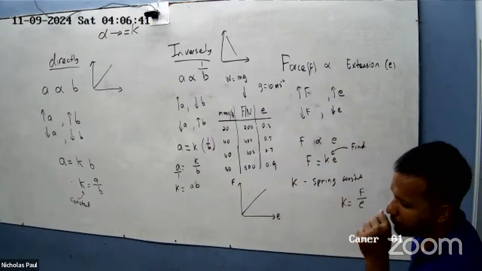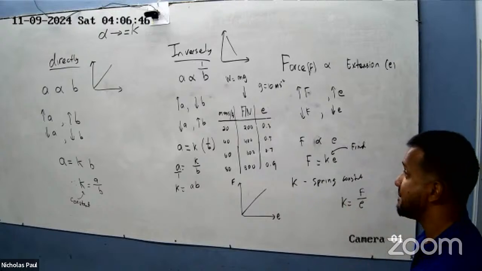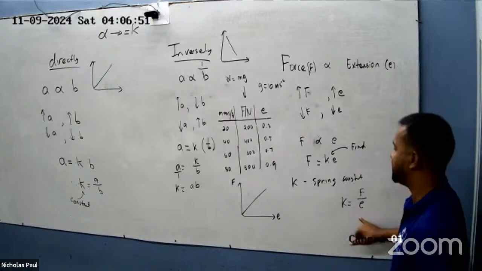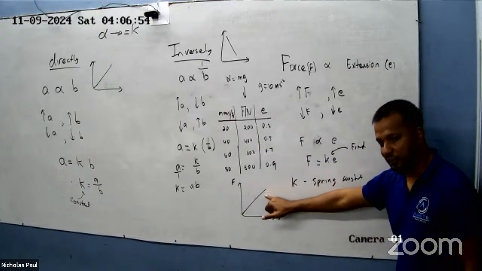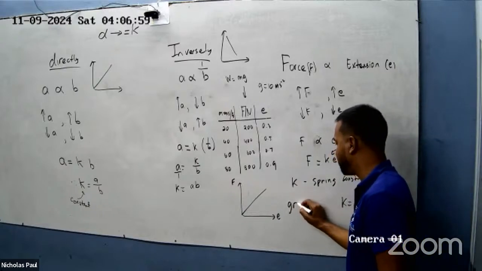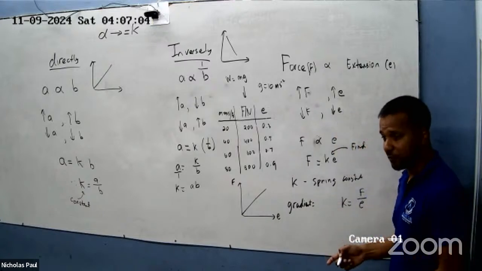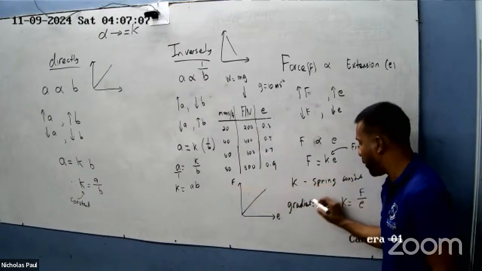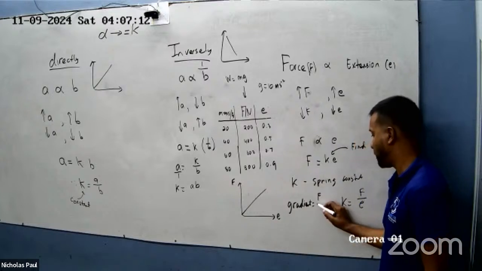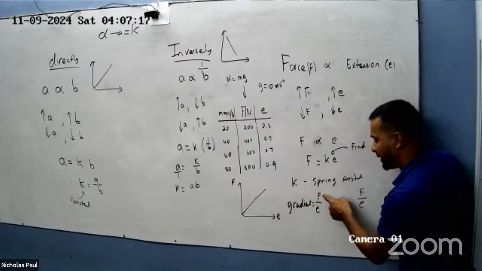Narissa, that's the answer there. Narissa said if we find the gradient of this graph, it will give you the spring constant. Anybody remember how to find gradient? Y2 minus y1 over x2 minus x1, right? Which is whatever on the y divided by whatever on the x. Right, Javi? So if I find the gradient, I am technically finding F on E.